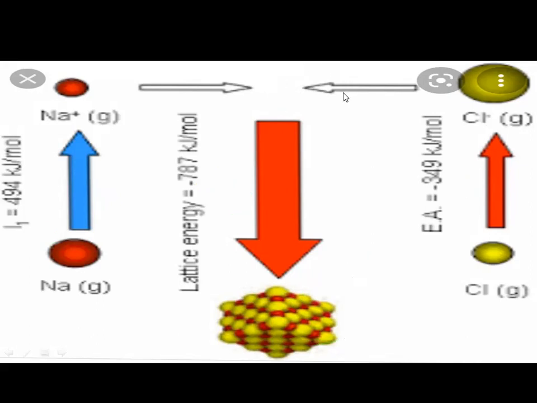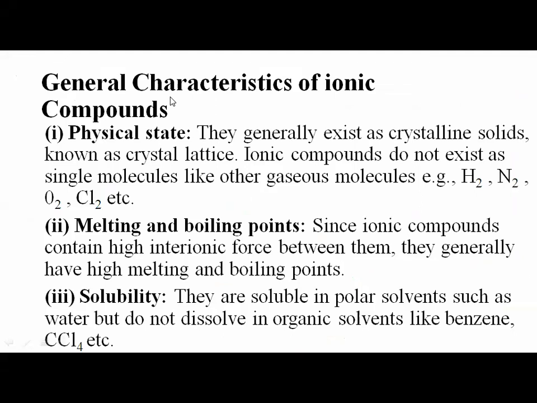Moving to the next one, the characteristics of ionic compounds. Looking at the first point, the physical state. Ionic compounds generally exist as crystalline solids. Just now I showed you the lattice, known as the crystal lattice. Ionic compounds do not exist as single molecules like other gaseous molecules. They exist in a combined state, like these, not in a single state.